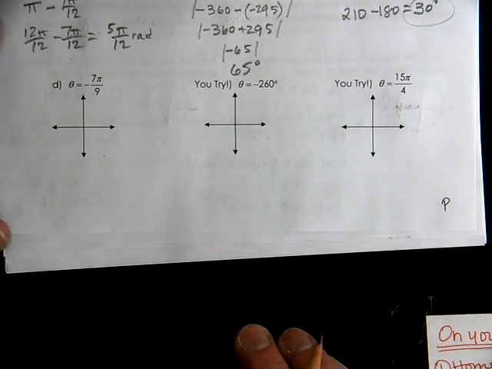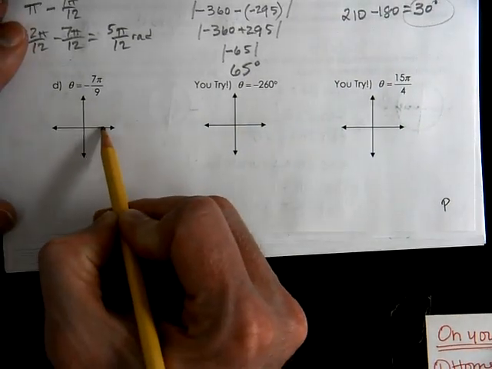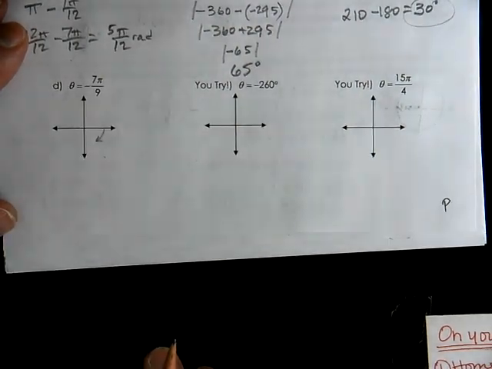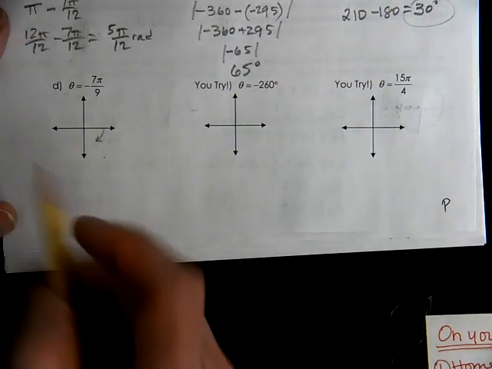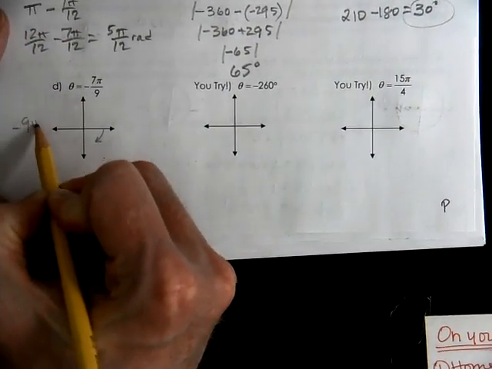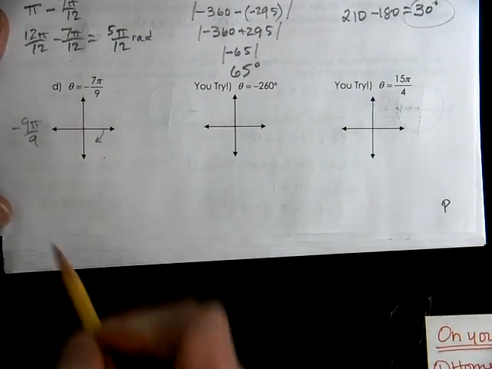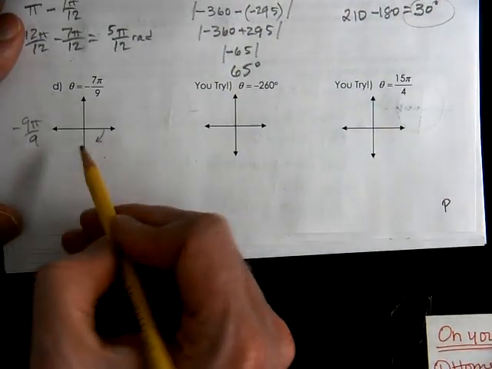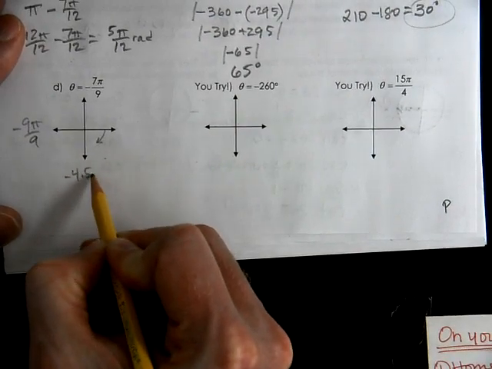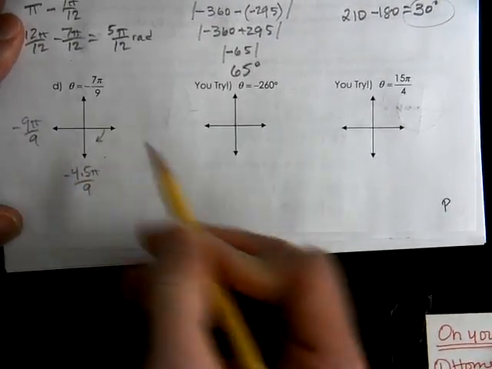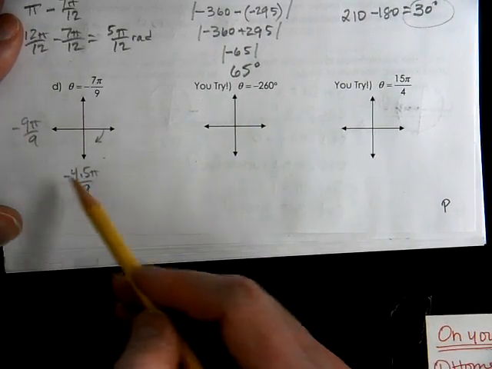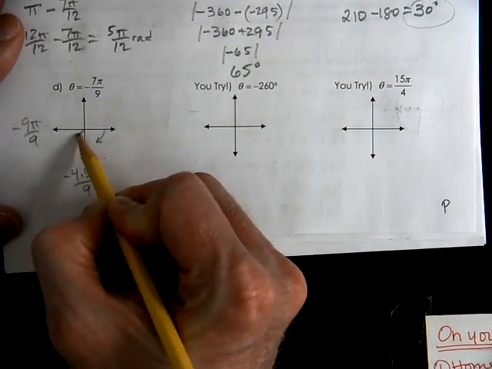Negative 7 pi over 9. Well, negative tells us we're going to be going in a clockwise direction. But where would 7 pi over 9 be? I know that 9 pi over 9, or in this case negative 9 pi over 9, would be there. Negative 4.5 pi over 9 would be halfway. So I know that 7 is landing somewhere in between those.